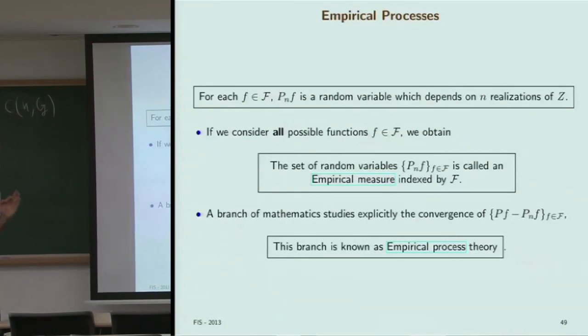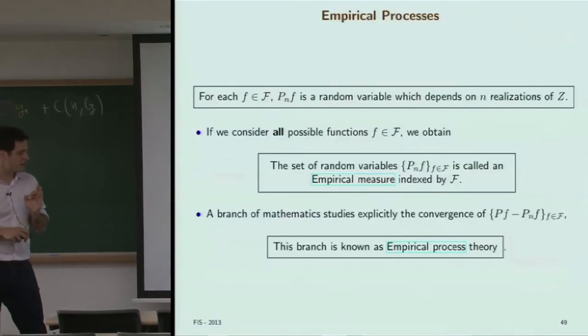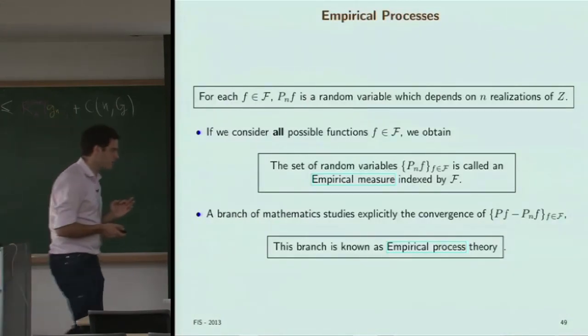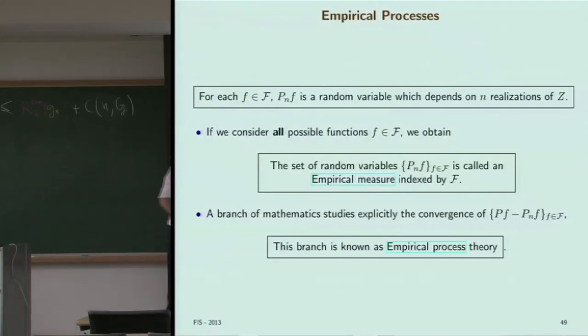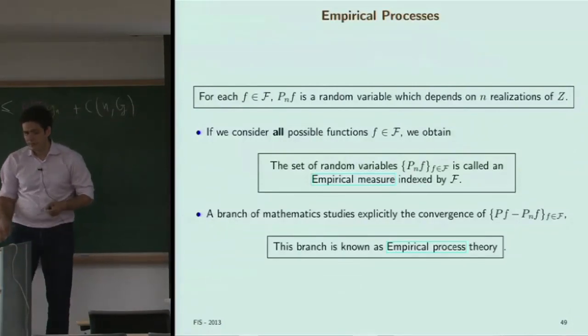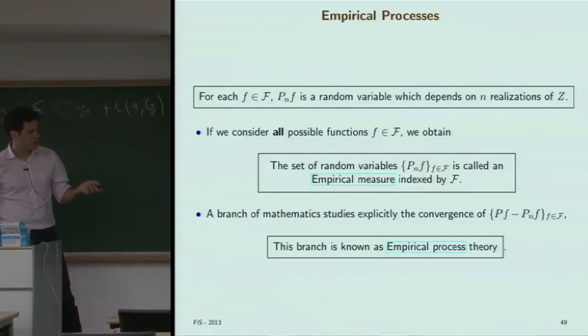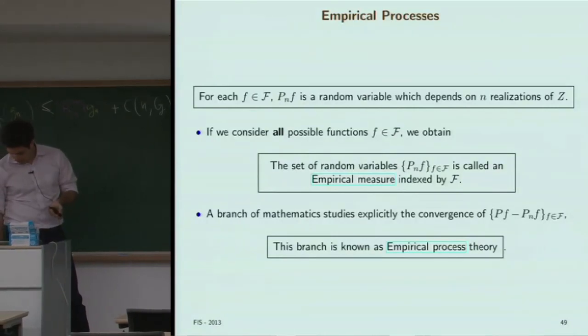So there is a branch of mathematics which studies explicitly the convergence of P of f minus Pn of f. So this converges to 0 as the size of the sample grows. And this branch is known as empirical process theory. Okay? On the slides, those are just Wikipedia links that you can click on. But if you want an idea of the mathematical tools that we will use, basically we will use empirical process theory to compute such bounds. So I think this is it.